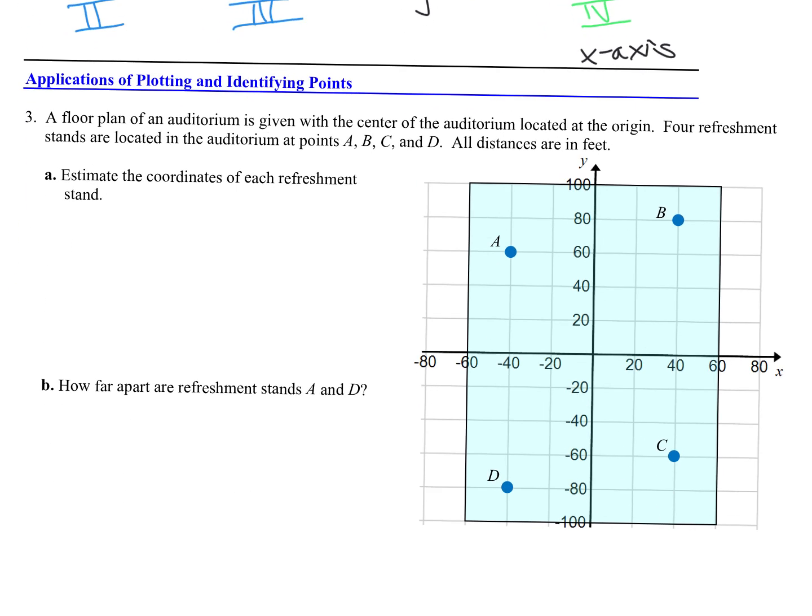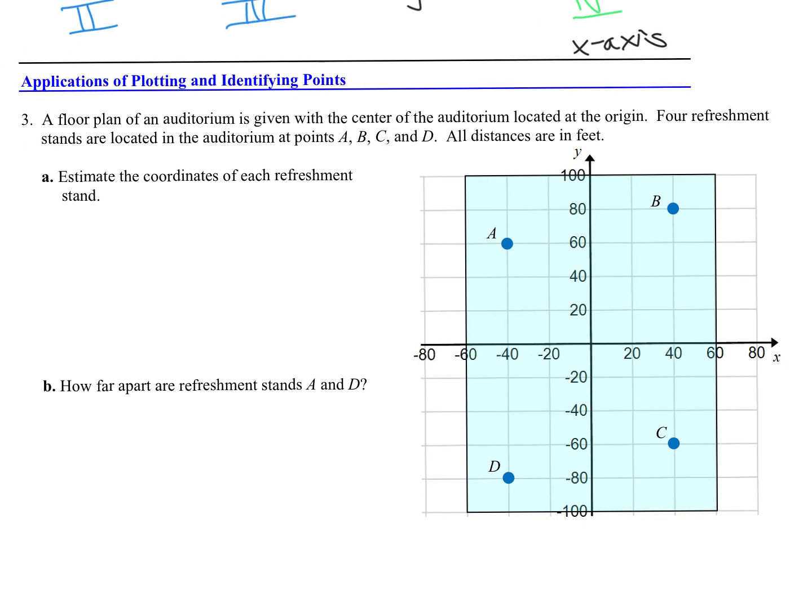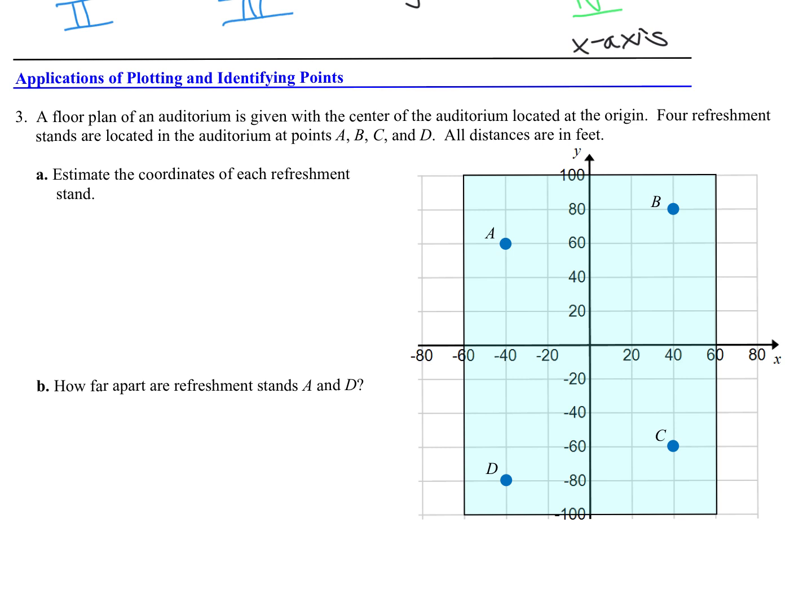Alrighty, so applications of plotting and identifying points. A floor plan of an auditorium is given with the center of the auditorium located at the origin. 4 refreshment stands are located in the auditorium at points A, B, C, and D. All distances are in feet. Estimate the coordinates of each refreshment stand.